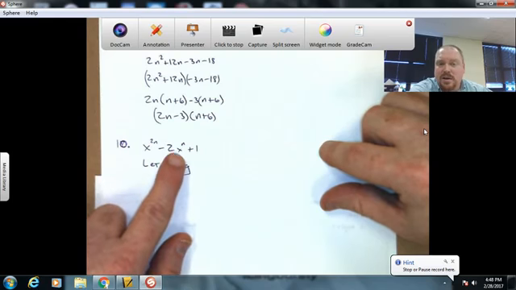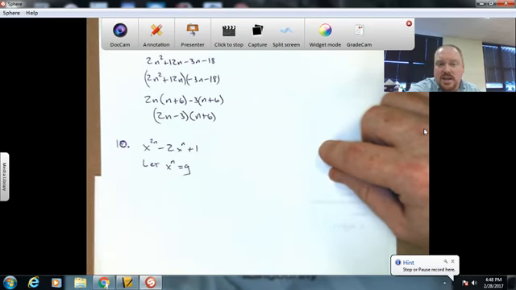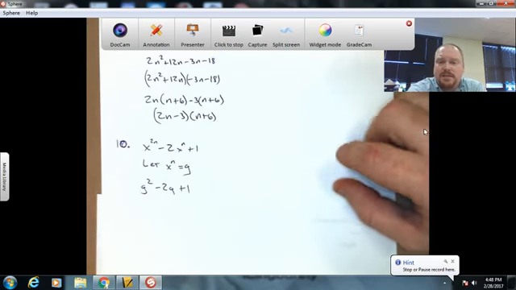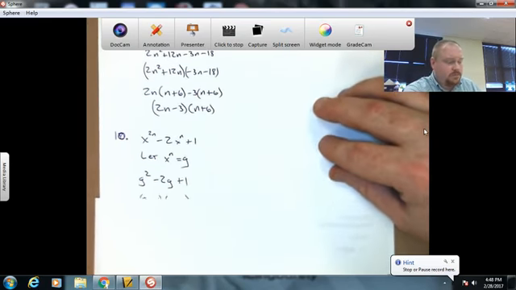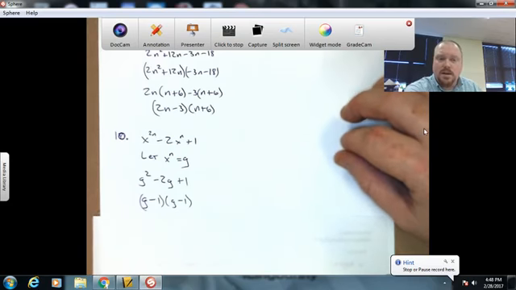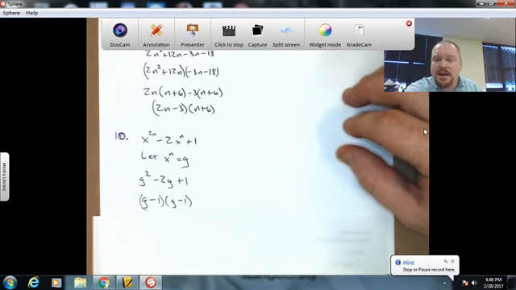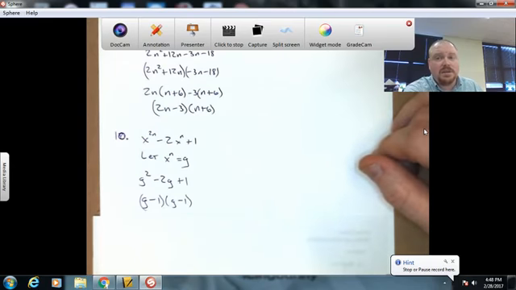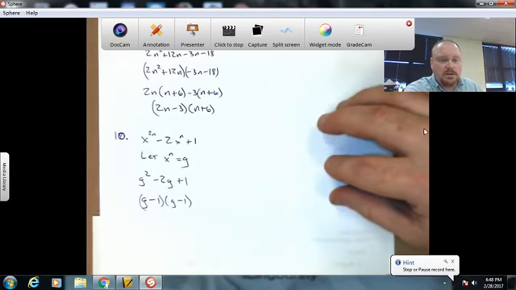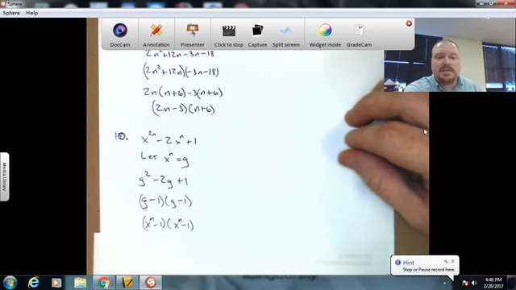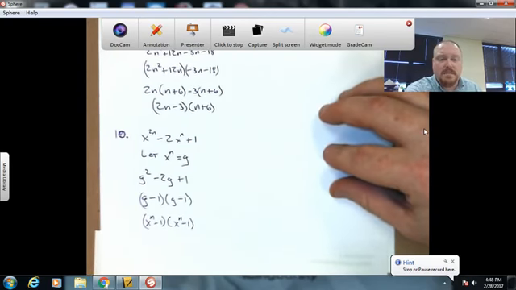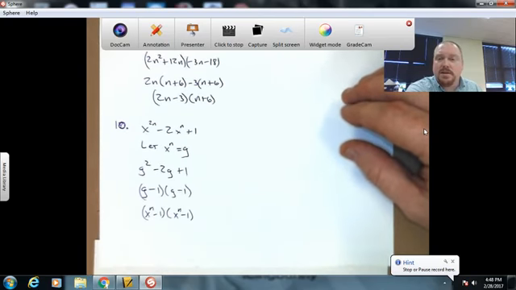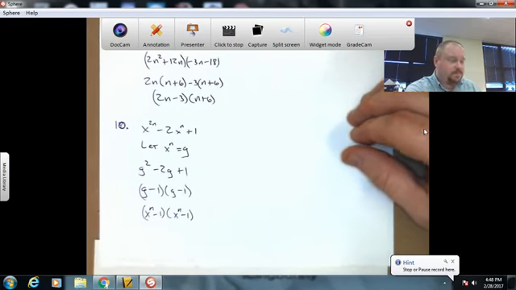Regular x to the n is just going to be g. I'm going to have plus 1. So now I have something easy I can factor. I factor it down. I get g minus 1 and g minus 1. But remember, you have to substitute back in. So you get x to the n minus 1 times x to the n minus 1. And you can even write that as x to the n minus 1 squared if you wish.